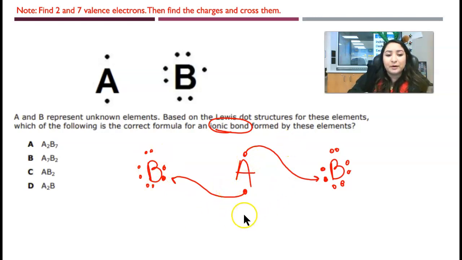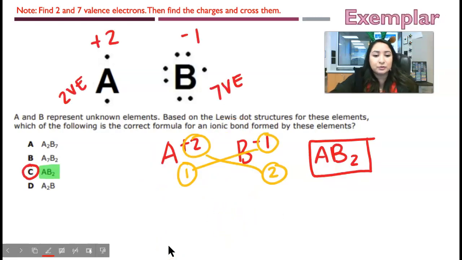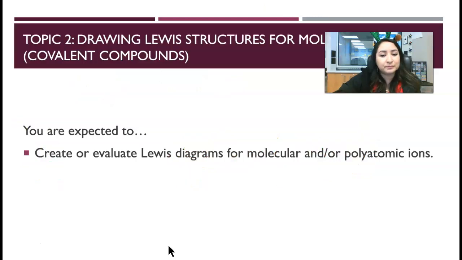So what is our formula? When we write our formula, we're writing how many of each atom we have. So here I have 1 A, and I have a total of 2 B. So our answer should be AB2. This is just another way of doing it, where you put the charges of them. Remember, if they have 7 valence electrons, they have a charge of -1. If they have 2, they have a charge of +2, and you do the crisscross method.